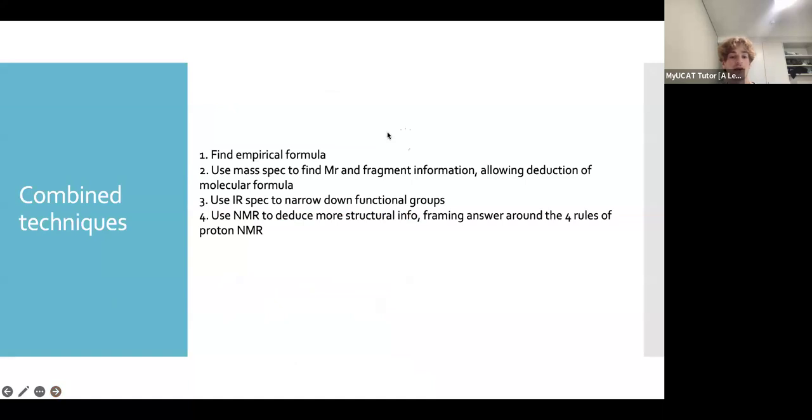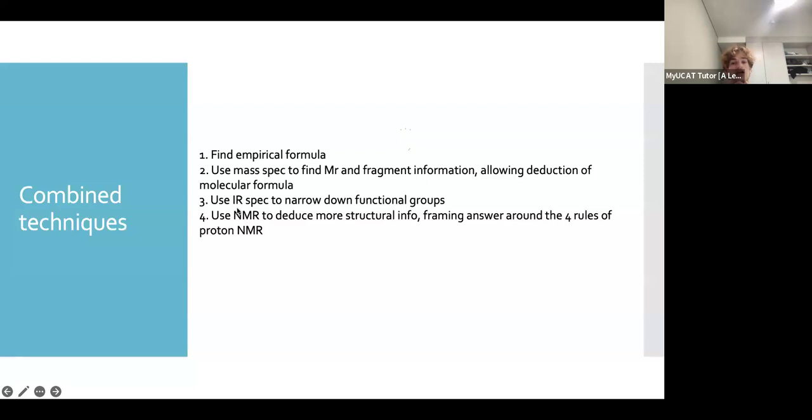Oh wait, there's this thing first. Just before we move on and look at a few applied examples, something I really want to get across is that often you see NMR not by itself, but with reference to other techniques as well. What you basically need to be able to do is understand all of the different things at once and apply them to get an answer. So, what are the sort of things they're going to give you? They can give you percentage composition data, they can give you the mass spec, they can give you the IR spec, and they can give you the NMR.